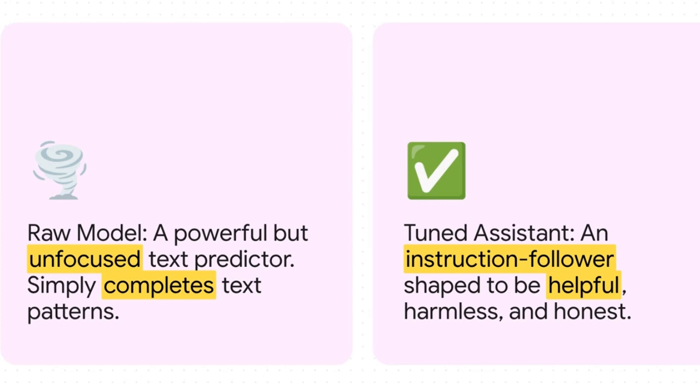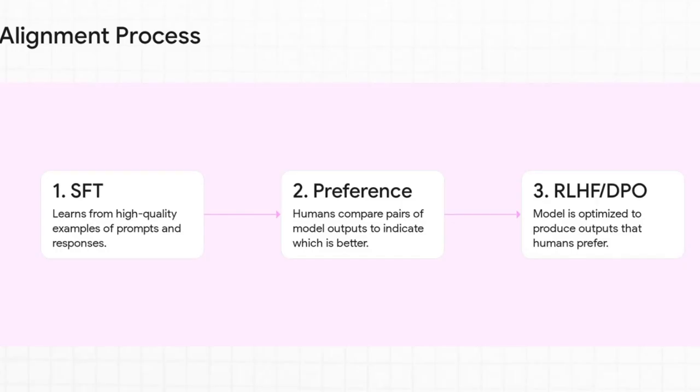And just look at the difference here. On one side, you've got the raw, pre-trained model. It's just a pattern completer. It can be unhelpful, unfocused, even amoral. But on the other side, you have the tuned assistant. This version has been specifically shaped by human feedback to follow instructions and to be helpful, harmless, and honest. This transformation, it's everything. So how does that tuning actually happen?